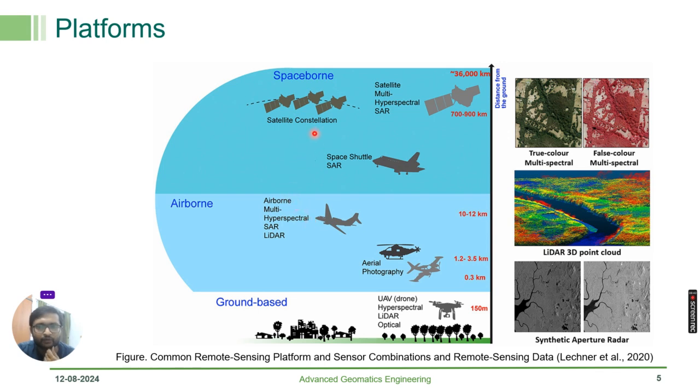And then if we go further up in the sky, we have spaceborne sensors, which are satellites and space shuttles. These give an idea about the entire Earth, because using ground-based and airborne platforms, we cannot cover the entire Earth very quickly. So we use satellite constellations, which give us continuous data and an overview of the entire Earth as a whole. This helps us understand how the Earth is responding to various phenomena, whether it's climate change or something else.